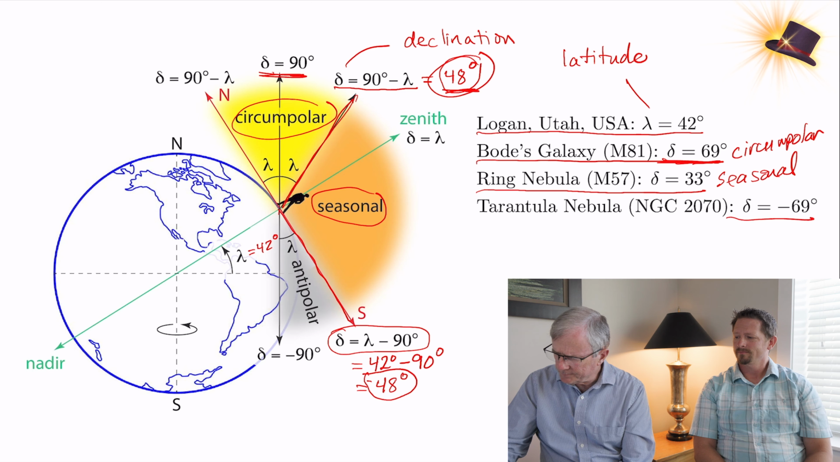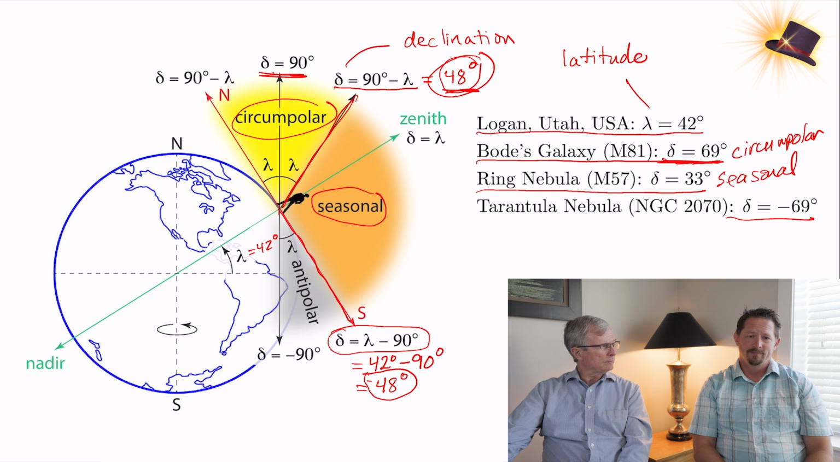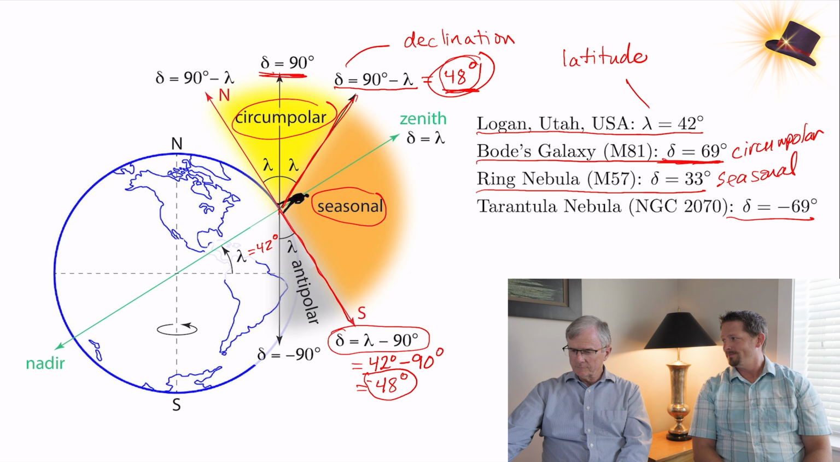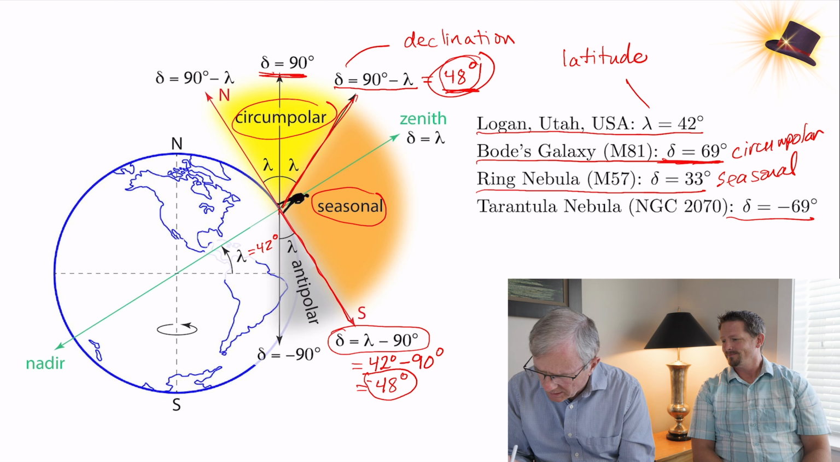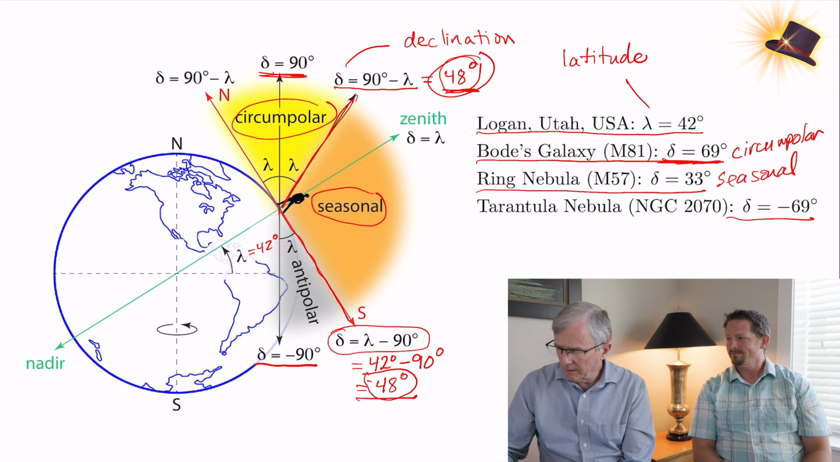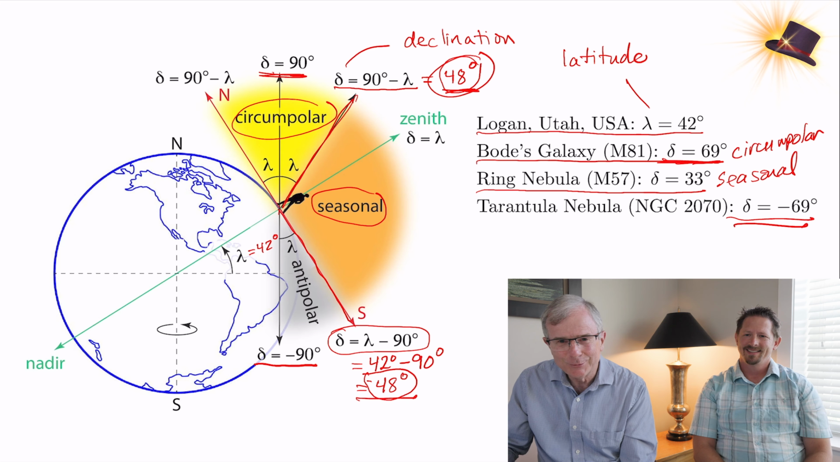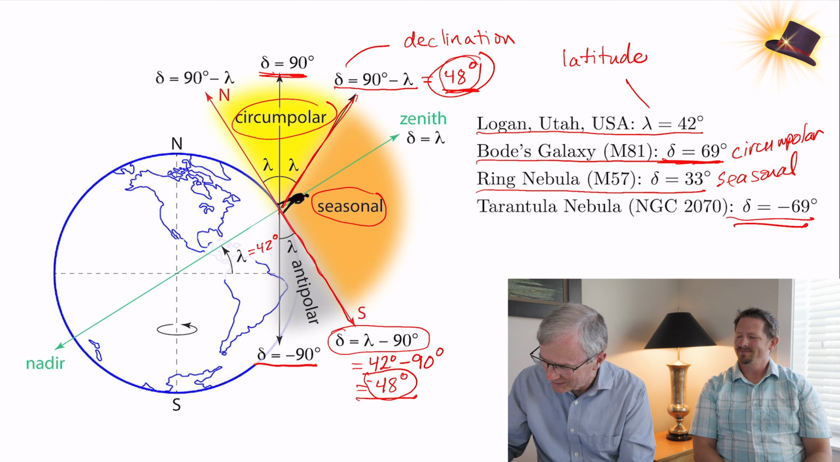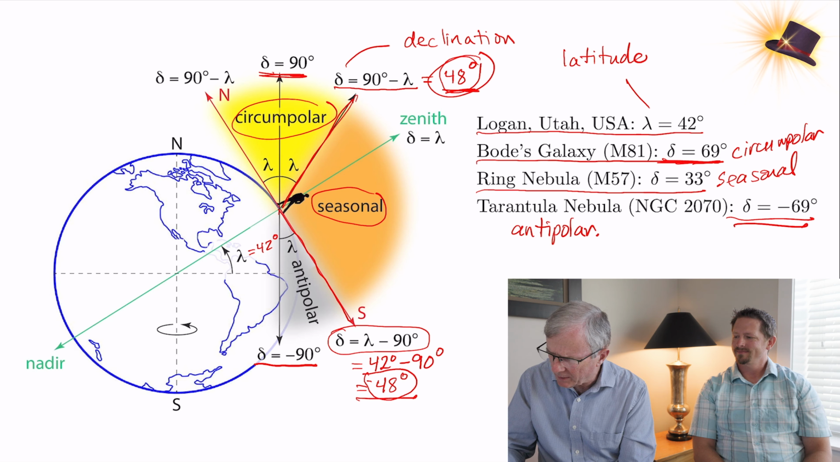Tarantula Nebula, negative 69. We're going to have to make friends in Australia, because antipolar objects are between negative 90 and negative 48, and Tarantula is negative 69. Luckily, we do have a collaborator in Australia who shot that for us back in our Sea Star days. So this is antipolar. We've got one example of each of the three classes of objects.